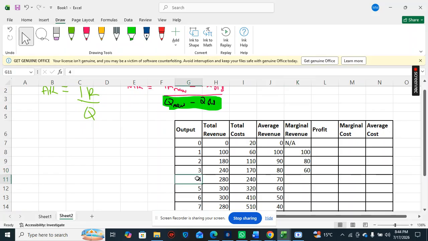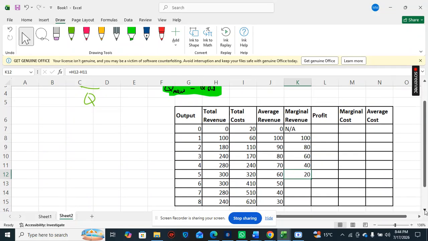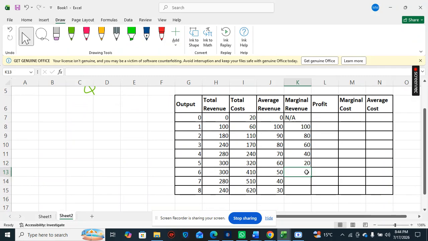When we produce 4 units, the new total revenue 280 minus the old total revenue 240, we get 40. When you produce 5 units, it's the new total revenue minus the old total revenue, so this fifth unit has brought an extra 20 kwacha into the business. When we produce 6 units, new total revenue 300 minus old total revenue 300. This sixth unit doesn't bring any extra revenue.